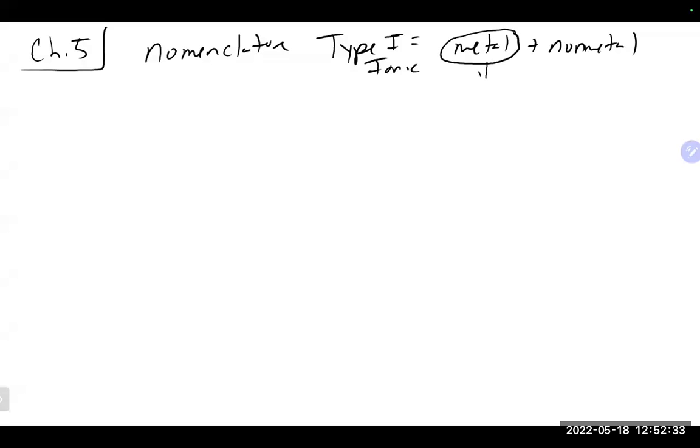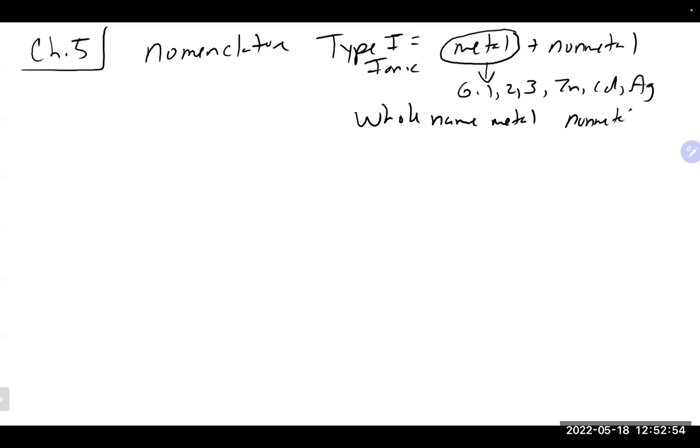The metal is a group 1, 2, 3, zinc, cadmium, or silver. What they all share in common is they have a fixed positive charge. To name these guys, we use the whole name of the metal, and the non-metal gets the IDE at the end. So NaCl, sodium chloride.